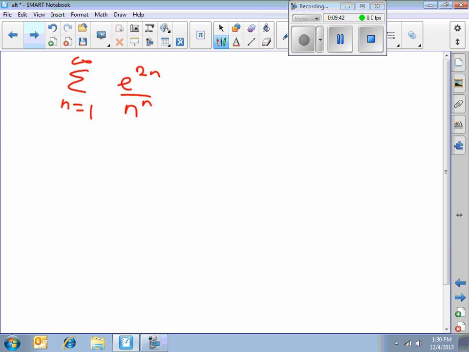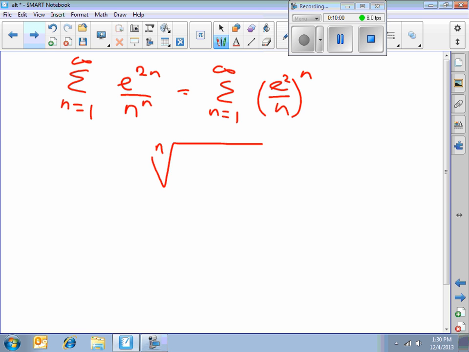Well, that's this. I could write that as the summation as n goes from 1 to infinity of (e over n) to the n, or e squared to the n. So I could write them both as raised to the n. And the reason I'd want to do that is the nth root test says if I take the nth root of the inside part, which is e squared over n to the n.